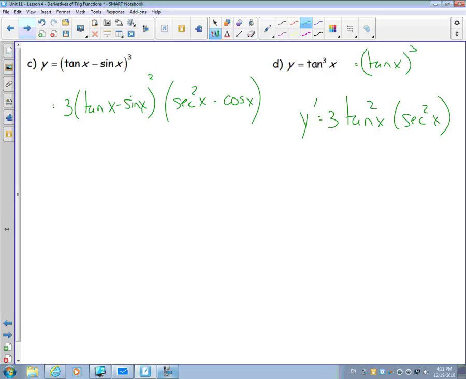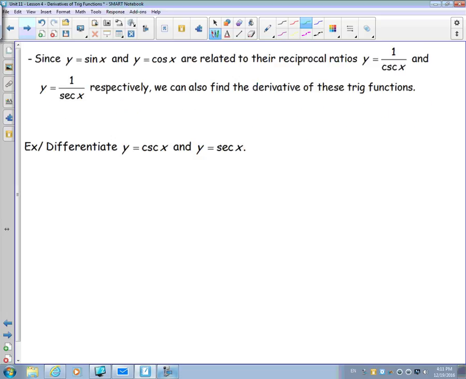I think what identities, tan would be sine over cos. Secant is 1 over cos. So no coses will cancel. You might as well stop there. Okay, so we can take derivatives, just like we always have. Okay, we can use those to create new identities and new derivatives of other functions.